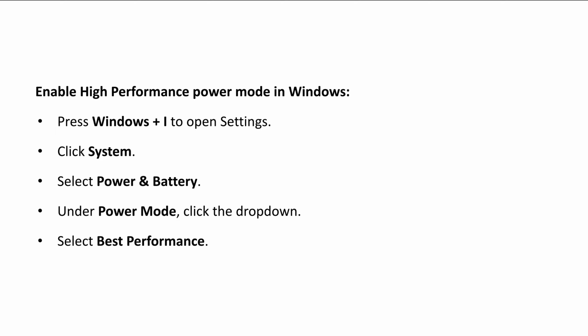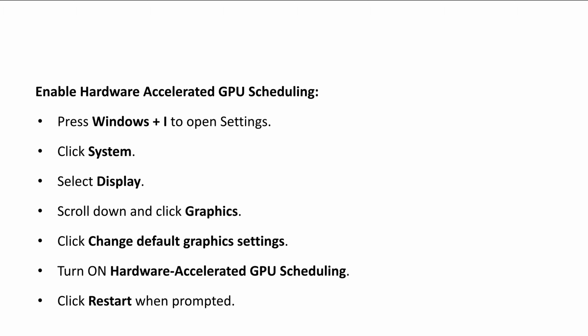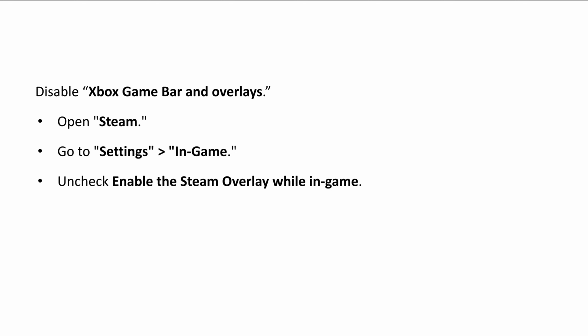So, enable high performance power mode in Windows. Press Windows plus I to open settings, then click system, then select power and battery. Under power mode, click the drop down and select best performance. Enable hardware accelerated GPU scheduling. Press Windows plus I to open settings. Click system, select display. Scroll down and click graphics. Click change default graphics settings. Turn on hardware accelerated GPU scheduling. Click restart when prompted.